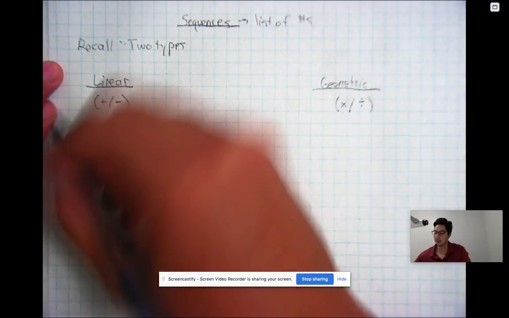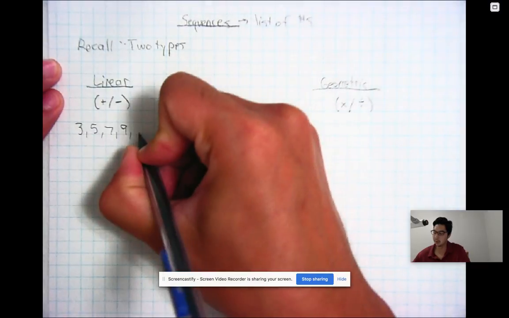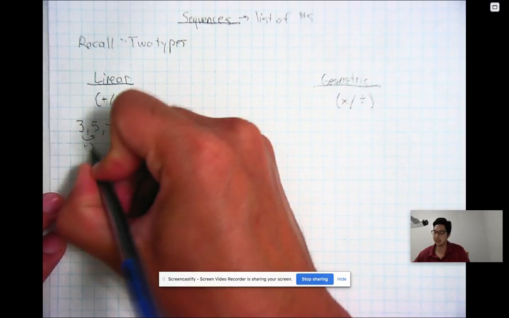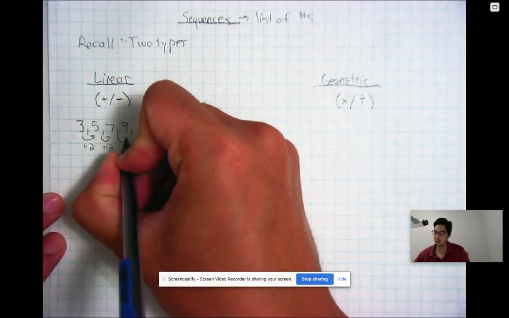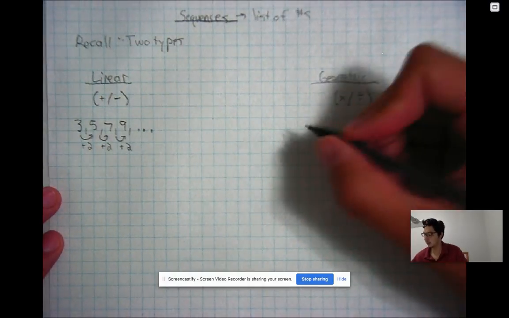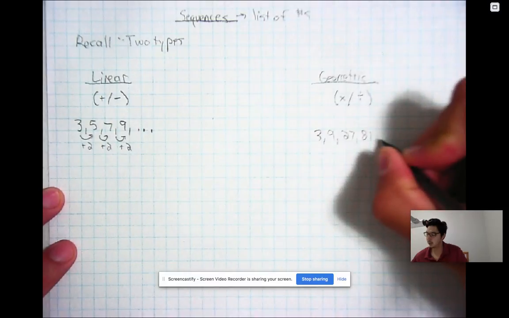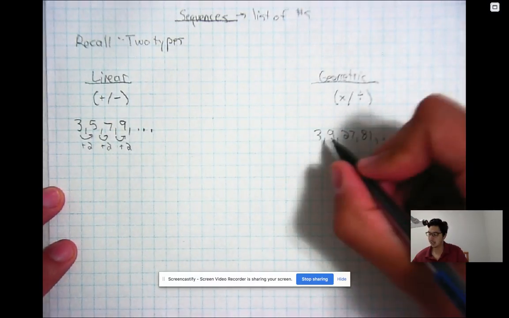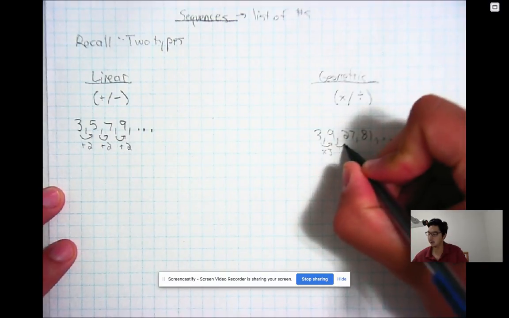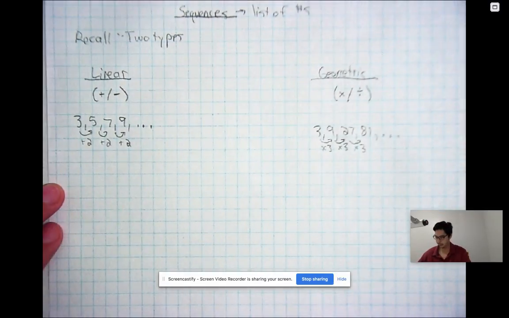So a linear pattern could look like 3, 5, 7, 9, and so forth. The reason that is linear is because it's adding by 2. And then a geometric sequence might be 3, 9, 27, 81, in which this one's not adding, because there's no number there adding, but it is actually timesing by 3. And if you use the calculator to check that, you'd see that it's true.